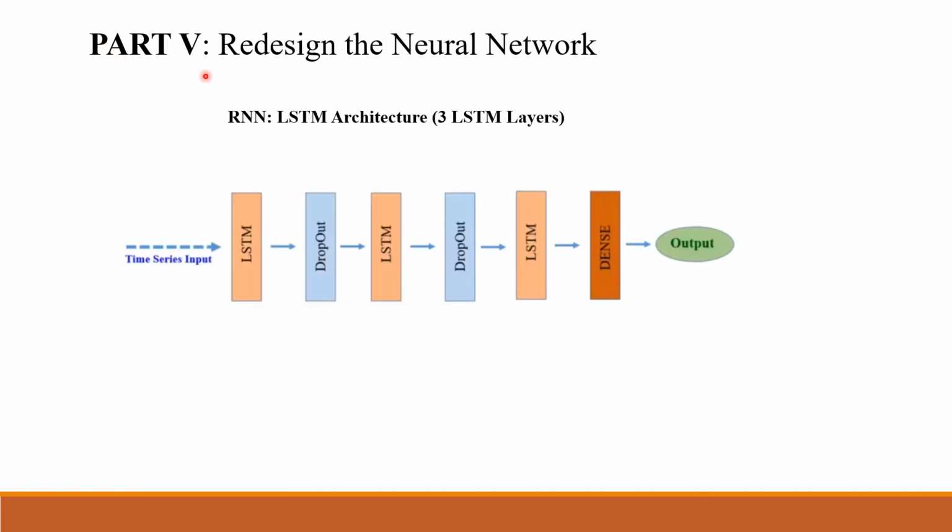So we come to part 5 of the project, which was to redesign the neural network for the LSTM that I've just done and explained in the previous slides. So I still use the same architecture. I use the 3 LSTM layers, and this is the display. So we have 3 LSTM layers, 2 dropouts, and 1 dense layer.